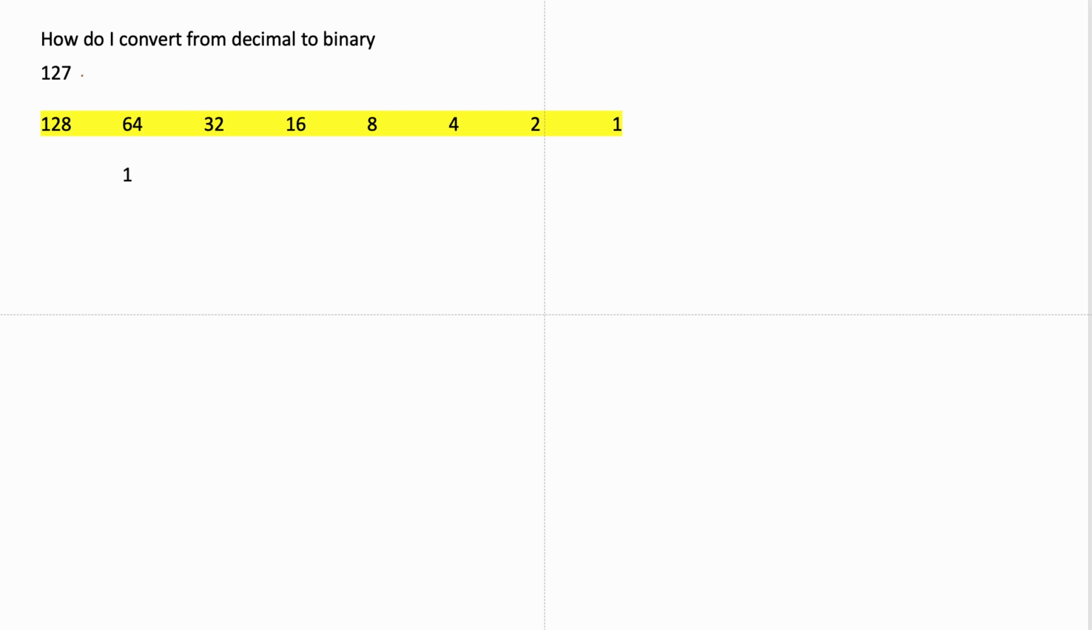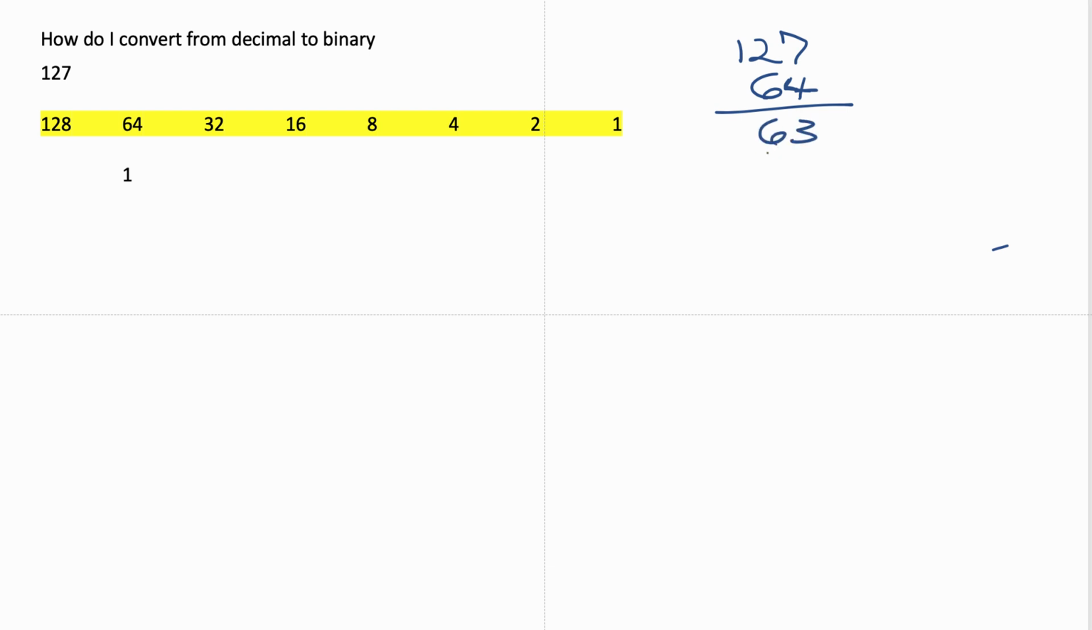The first thing we do is look at our binary strip chart here and ask, what is the first power of 2 that is less than or equal to 127? The first one is 64. 128 is greater than it. So we write down a 1 below it. And we go over to the side column: 127, and we used the 64 value, and then we subtract it, and we get 63.